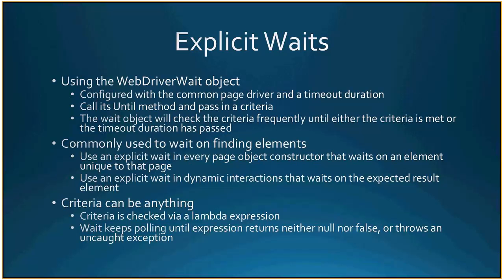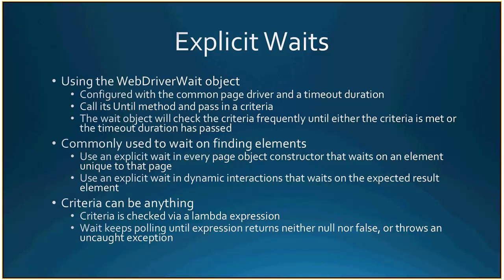Then that wait object will check that criteria at the polling frequency that you give it. I think by default it's like half a second, until either the criteria succeeds or the timeout duration is hit. If the criteria fails, it'll keep polling. If that timeout duration is hit, it'll throw a timeout error.